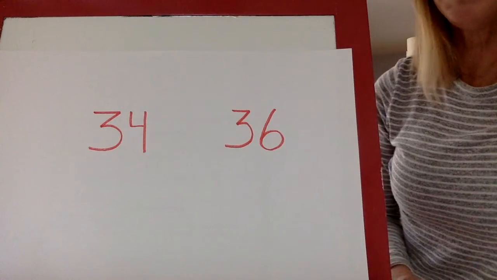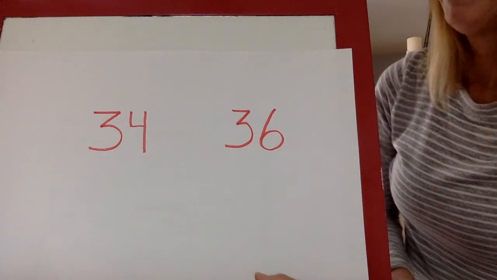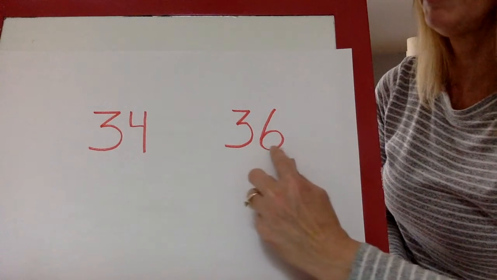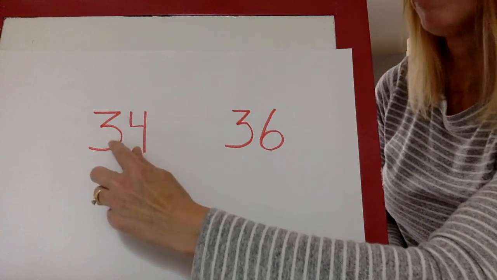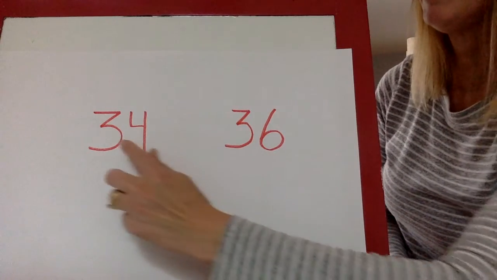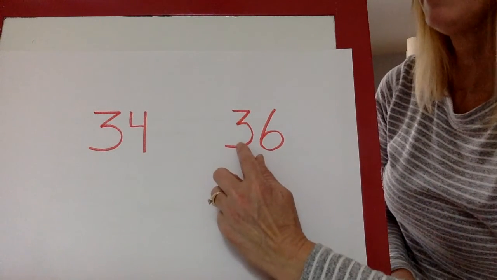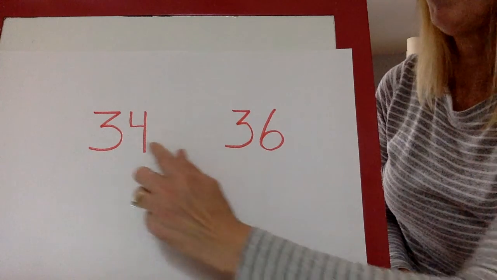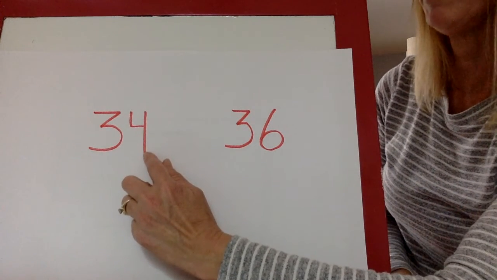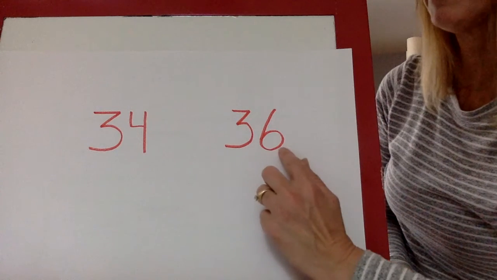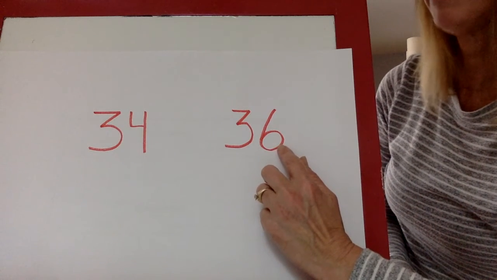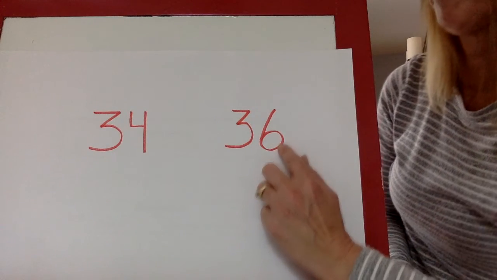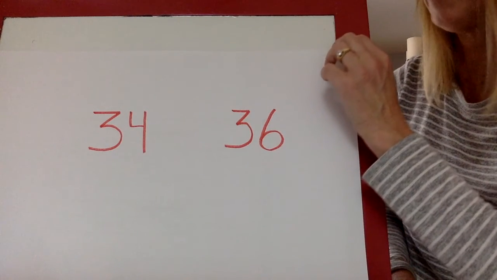Now we can even use these terms in math. For example, I have two numbers here, 34 and the number 36. I can compare the two numbers by saying they both have a 3 in the tens place. I could contrast them by saying, well, 34 has a 4 in the ones place, and 36 has a 6 in the ones place. That would be a contrast. How are they different? I'm sure you can think of some other ways.